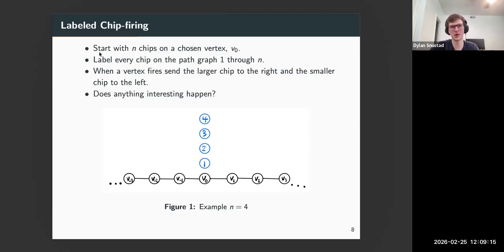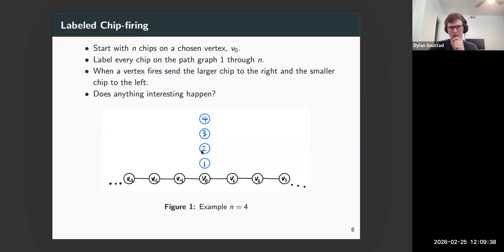So they say, okay, let's start with n chips on a chosen vertex V naught, label them 1 through n. And now I'm going to impose this additional rule, which is going to say that if I fire two chips, let's say I fire one and two here, I'm going to send the smaller chip to the left and the larger one to the right.